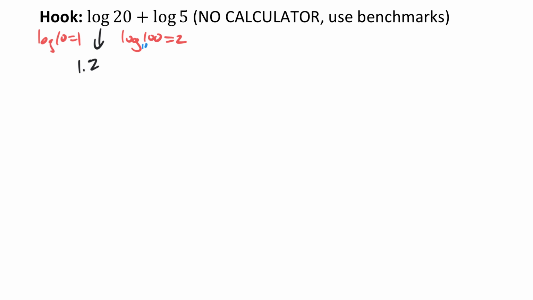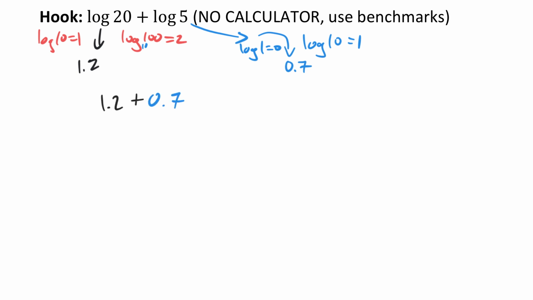Okay, let's do the same thing over here for log 5. Now, we know log 10 is 1, and log of 1 is 0. That's kind of like our nice number there. So this should be somewhere between 0 and 1. Again, we don't know exactly where it is. Maybe closer to 1 than to 0, so maybe 0.6, 0.7, something like that. So now we can add these two numbers together. 1.2 plus 0.7 equals 1.9.